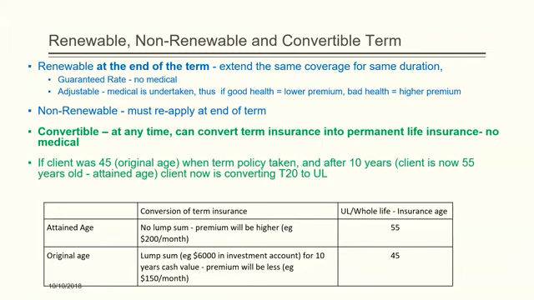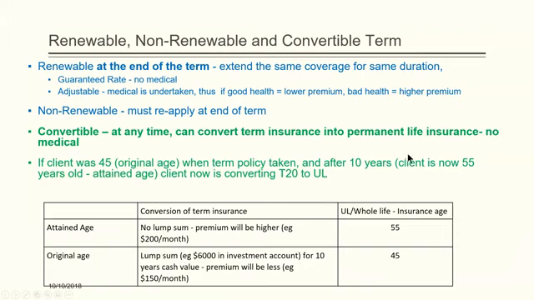So that is called the attained age. Let's consider that the client had a term 20 policy, and obviously 10 years have passed in the policy. So there are two options the client can choose: using the attained age or using the original age. By attained age, we mean that the attained age is 55 years.